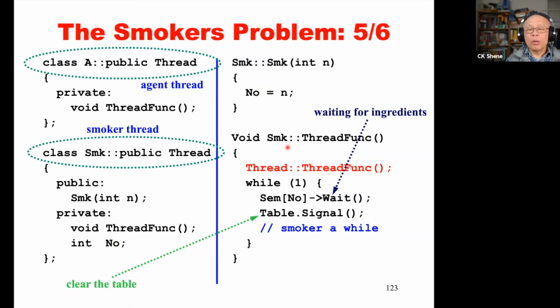So for the smoker, the thread function loops forever. For each iteration, it waits for the notification from the agent. This semaphore number represents the 2 needed ingredients. After this smoker is notified, it clears the table, so it signals the table semaphore, and then smokes for a while. So this is the smoker part.